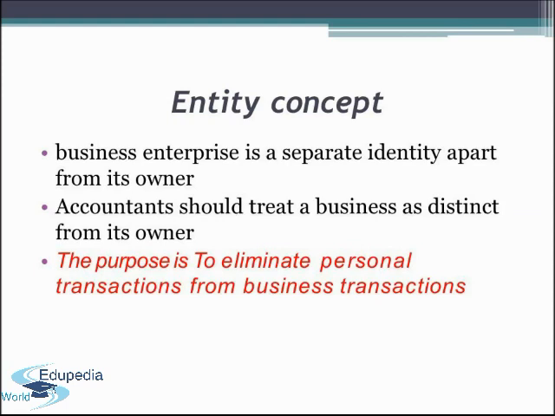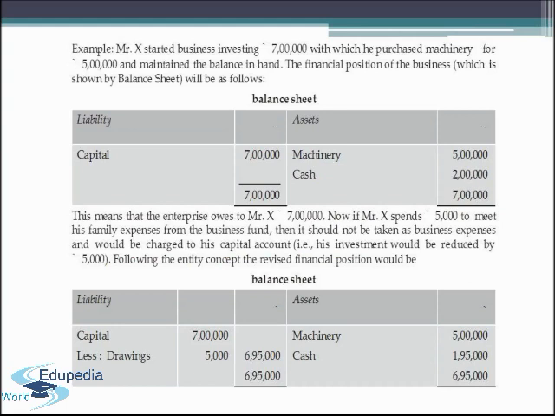Now let us take one example to understand this entity concept in more detail. For example, let us take that Mr. X started business investing rupees 7 lakh, with which he purchased machinery for rupees 5 lakhs and maintained the balance in hand. So, here the situation is that Mr. X has started a new business in which he has invested 7 lakh rupees. Now this 7 lakh is the capital which the business owes to Mr. X. Mr. X is a different identity and the business is a different identity. So Mr. X is giving rupees 7 lakhs to the business in the form of capital investment.